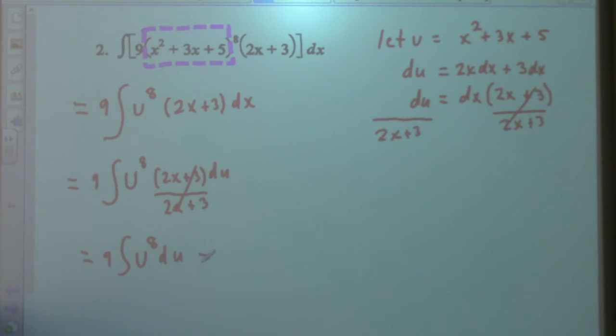Now can we integrate this? Yeah, so what is this going to be equal to? How do we integrate this? What's our integration of this?